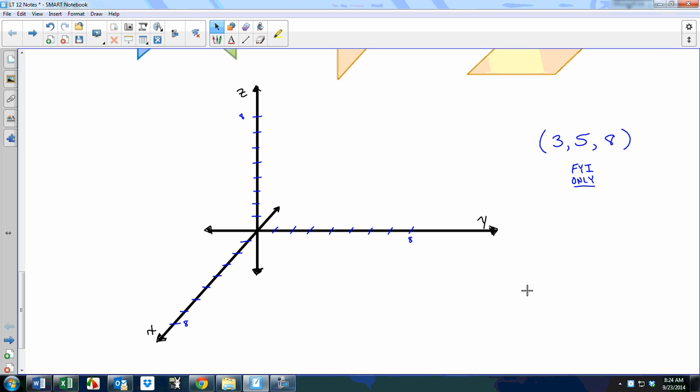We won't be graphing. But to graph 3, 5, 8, I'd count over 3 on the x-axis. I'd count over 5 on the y-axis. So 1, 2, 3, 4, 5. And then I'd go up 8. So up 8 would be approximately right here. It's hard to draw a three-dimensional something on a piece of paper, which is two-dimensional, but that's kind of how it works. You got to train your eye to see it. But that's 3 dimensions on a two-dimensional surface. It's kind of hard to see. Anyways, that was all side notes.